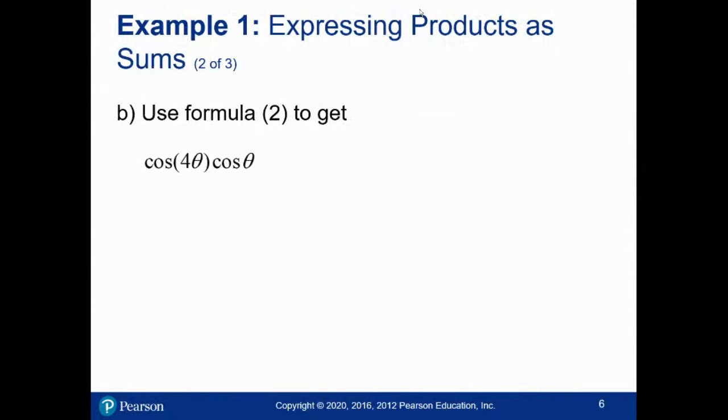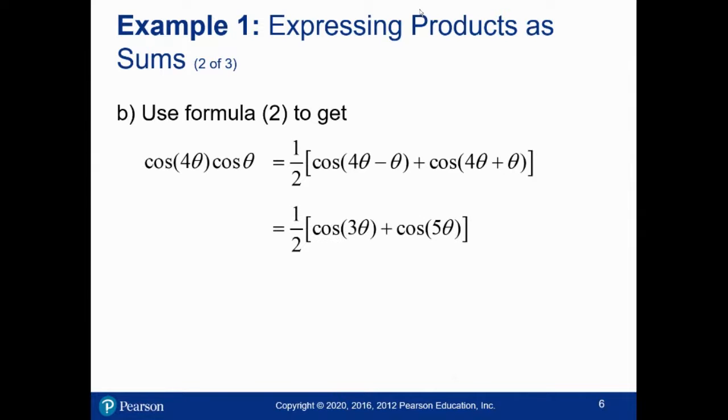Okay, so for part B, cos 4 theta cos theta, that's a cosine times a cosine, so we use the middle formula. Just letting alpha be 4 theta and beta be theta and just plugging them in, that simplifies down to this. And now we do indeed have 2 separate cosines not being multiplied together.